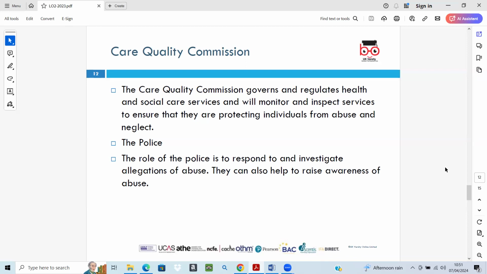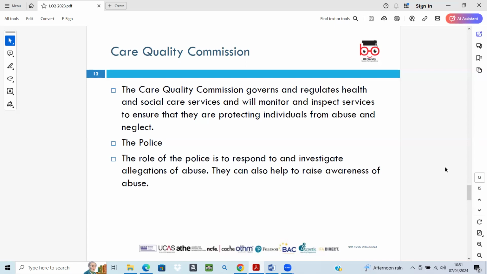Now, why is it important for CQC to monitor and inspect health and social care services? Because regular monitoring and inspection help ensure that the services meet essential standards of quality and safety, including protecting individuals from abuse and neglect.